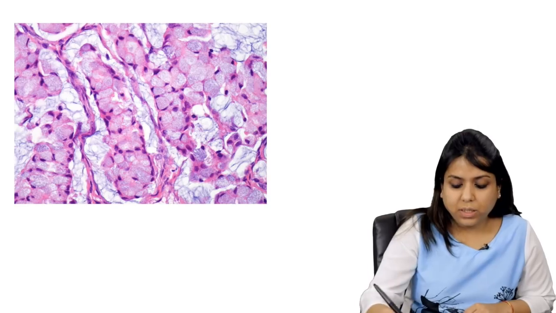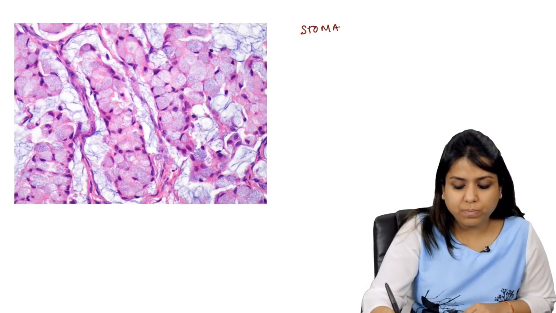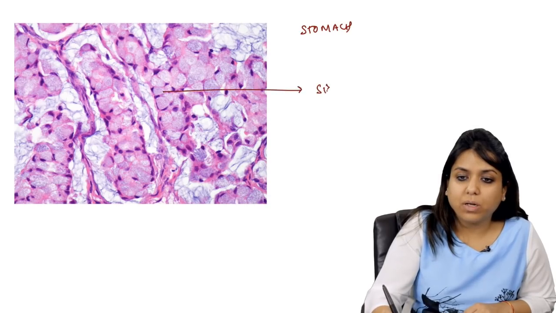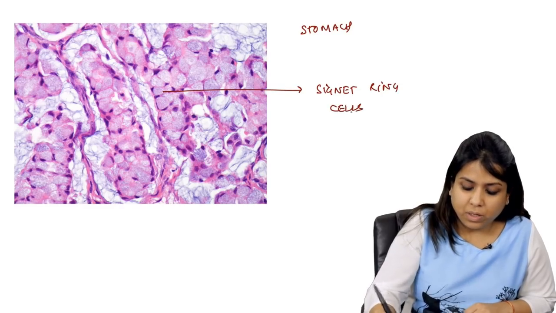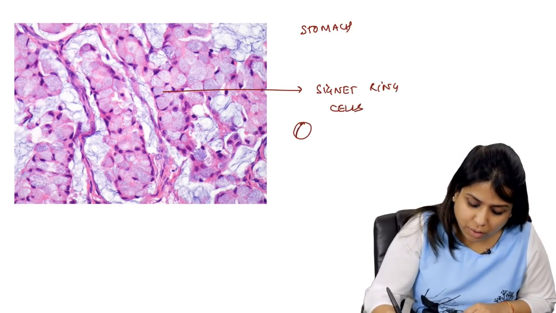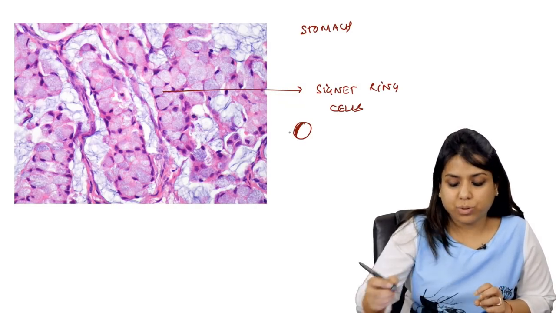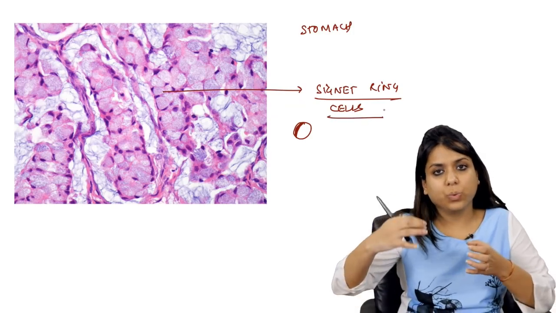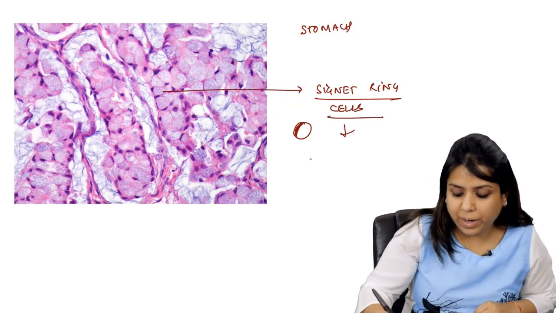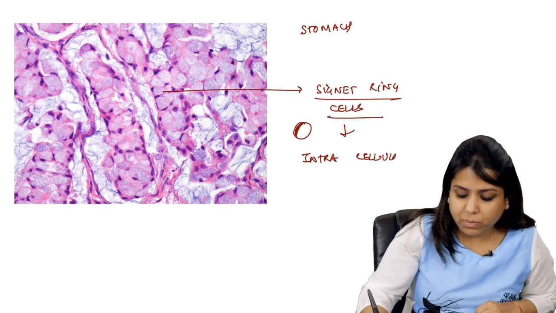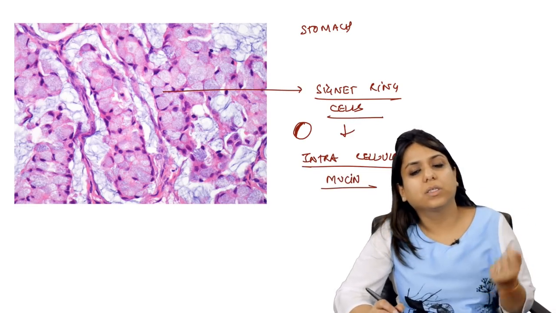Then this is also a stomach biopsy, and these cells which you can see are all signet ring cells. Everybody can appreciate? A cell has a cytoplasm and a ring-like structure. This is a signet ring cell. The nucleus is pushed to the periphery. Why? Because of intracellular mucin. This is a signet ring cell.